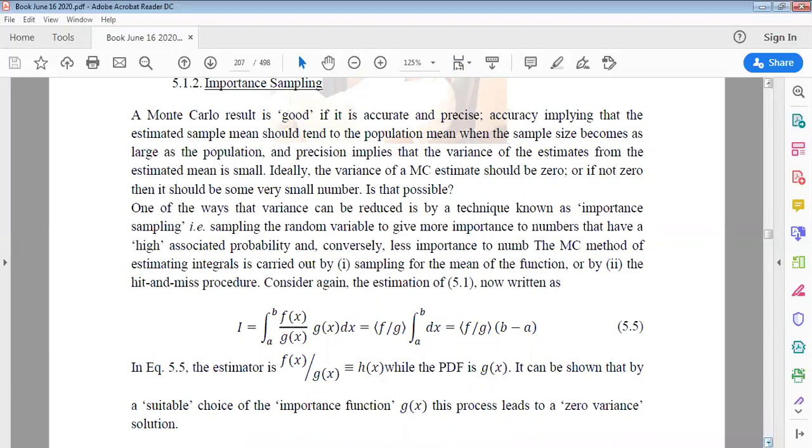Okay, now let's come to importance sampling. So I told you in the last lecture, lecture 16, that a Monte Carlo result has to be good. Now the word good means that it should be accurate and it should be precise. The word accurate in Monte Carlo simulation is associated with the expectation value of the mean. So the expectation value of the mean of the sample should be a good representation of the expectation value of the mean of the population. So that is what we mean by accurate.